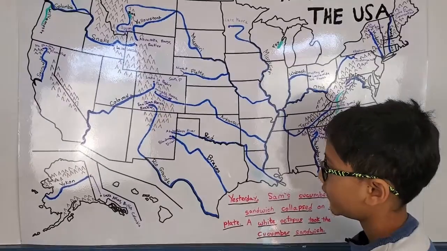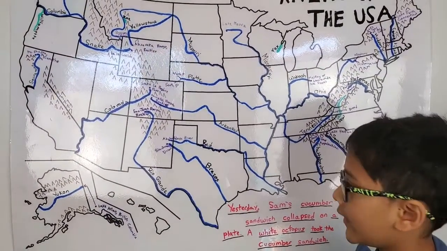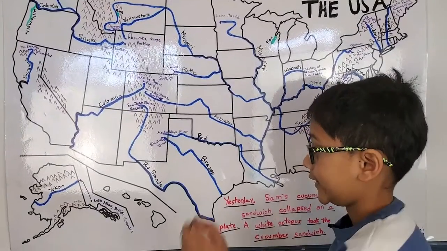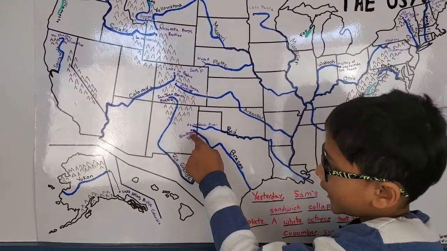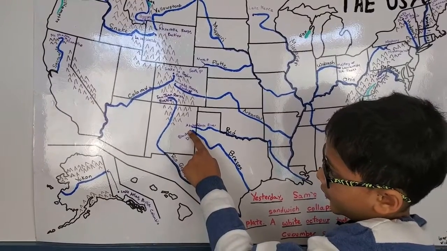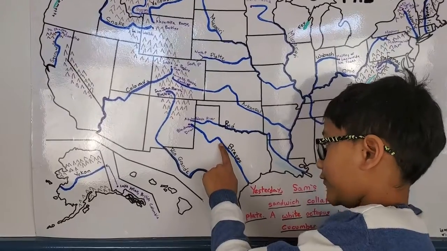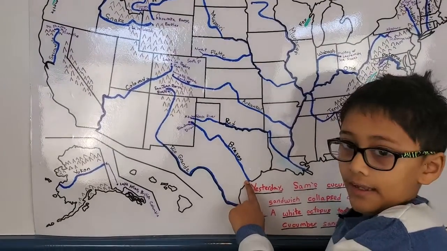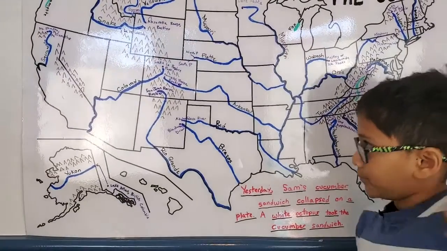Next we have the Brazos River. So the Brazos River is also a big river in Texas. It is formed in Blackwater Draw in New Mexico. It goes slightly through New Mexico and then enters Texas, and it flows through Texas and goes into the Gulf of Mexico.